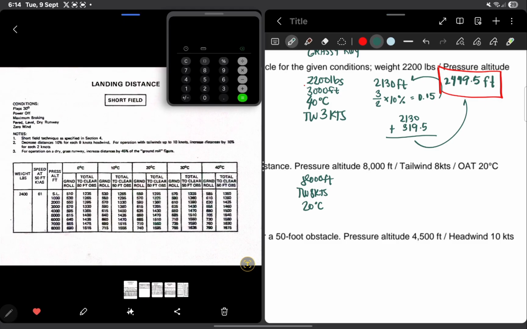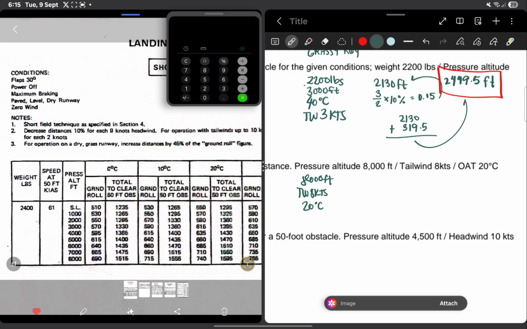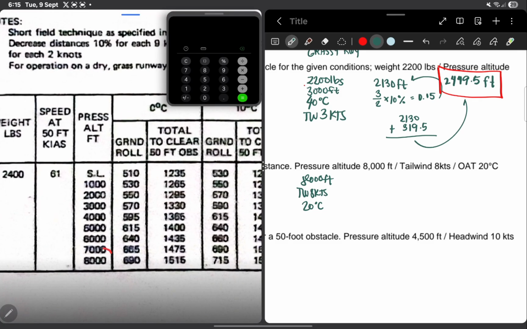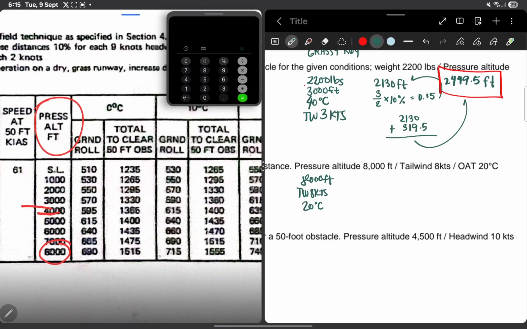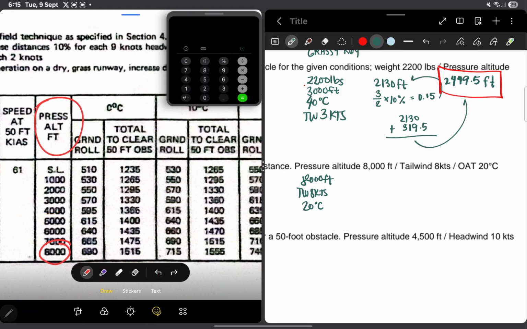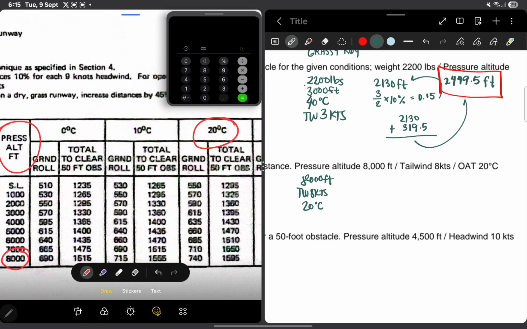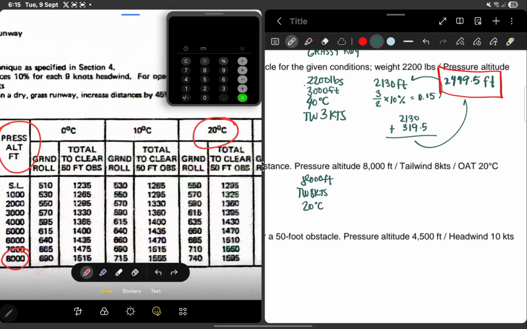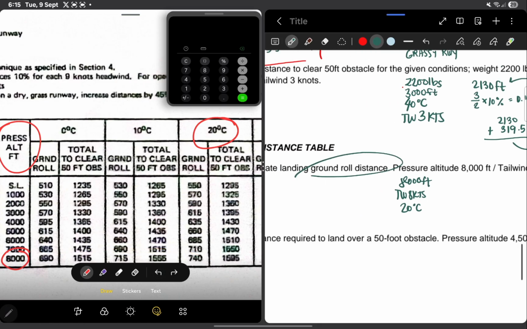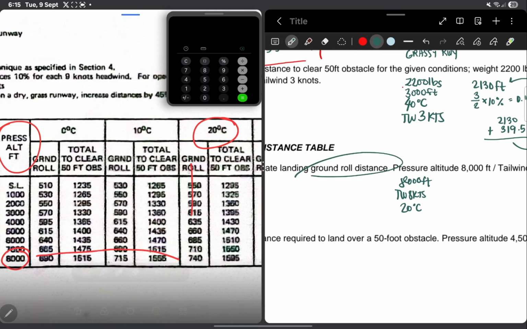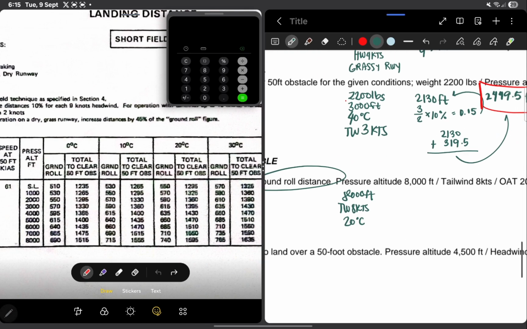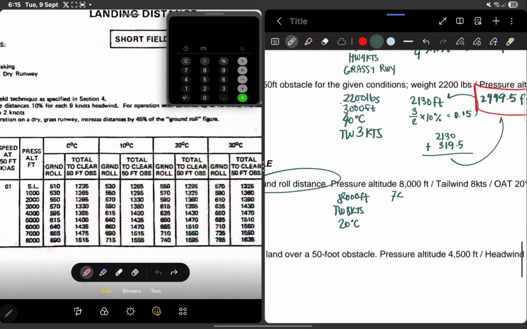So let's look for the value of 8,000 pressure altitude. Here we are. So this is 8,000, our pressure altitude. And then we have 20 degrees of outside air temperature. So we will cross-reference it. Oh, correction. We're looking for our ground roll, remember? It will be 740. So our value is 740 feet.